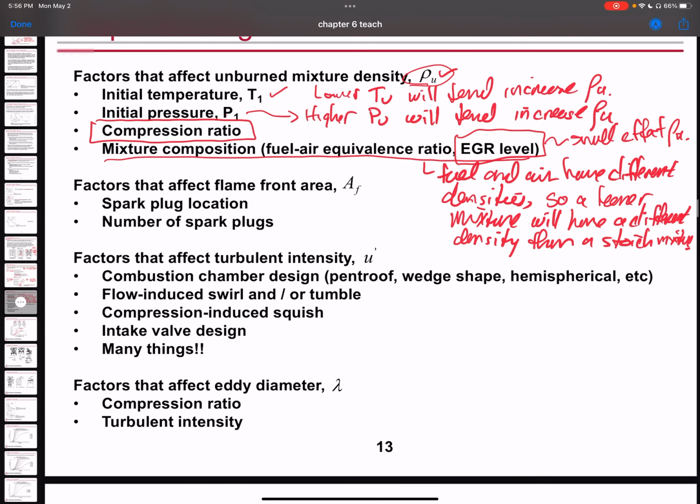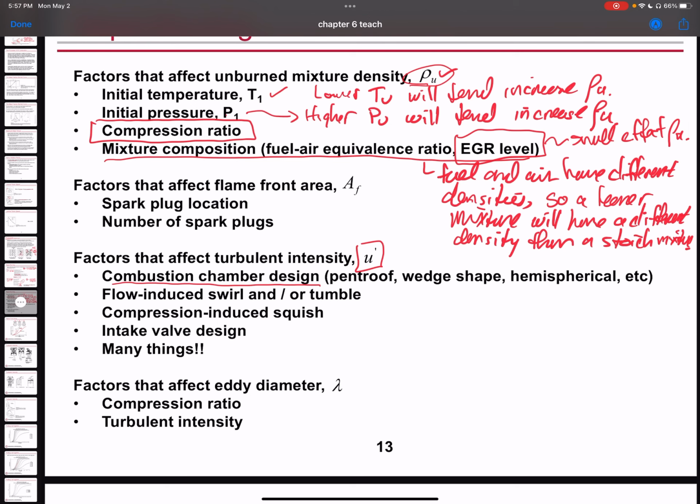Okay, so what are some things that affect the next term in our entrainment rate equation? That would be the turbulent intensity, okay? So things that affect the turbulent intensity, these are all essentially ways that we as engine designers can purposefully design more turbulence into the mixture. So we can do that, for example, by changing the way that we design the combustion chamber.